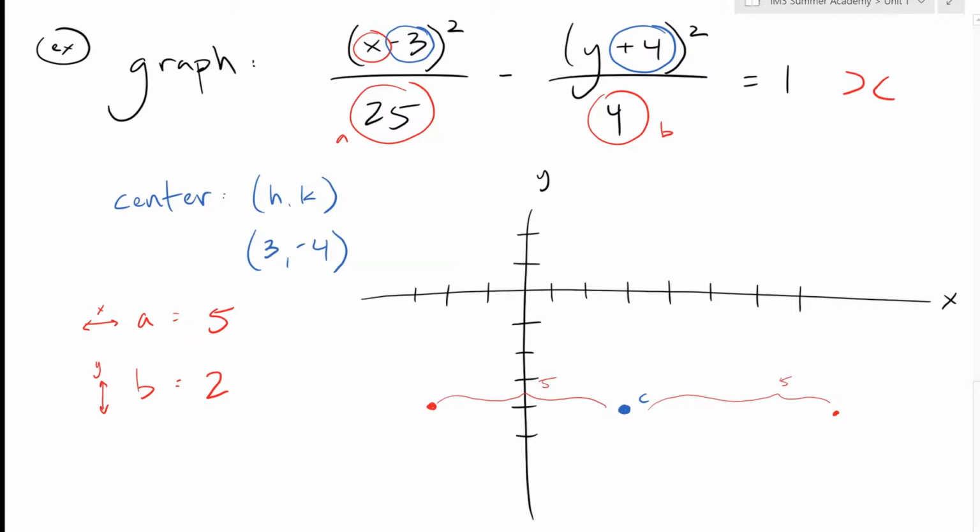We're also going to go up and down. Up 2, down 2. Distance of 2, distance of 2. Now we're not connecting them this time with an ellipse. We want to go ahead and make the box out of this. All right.